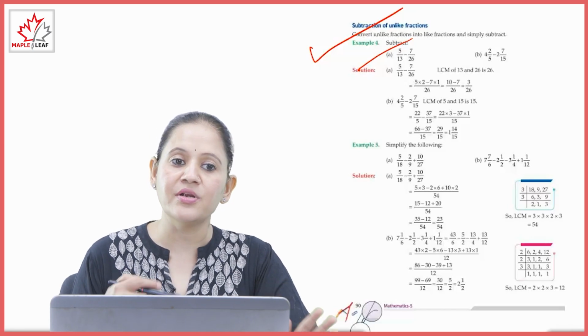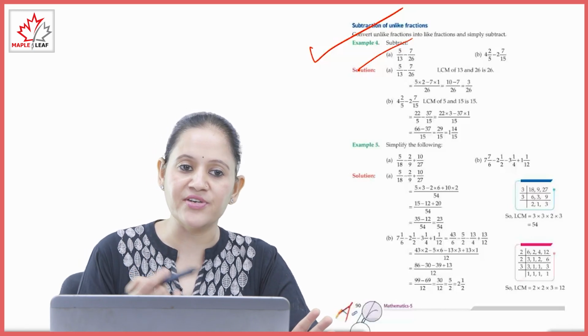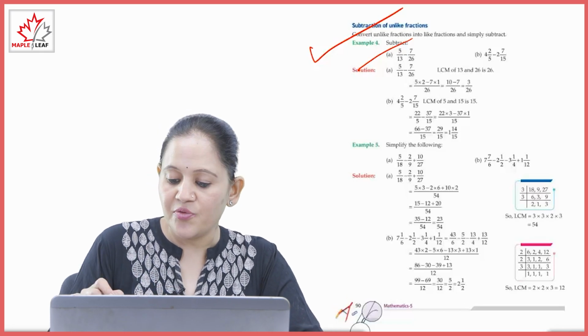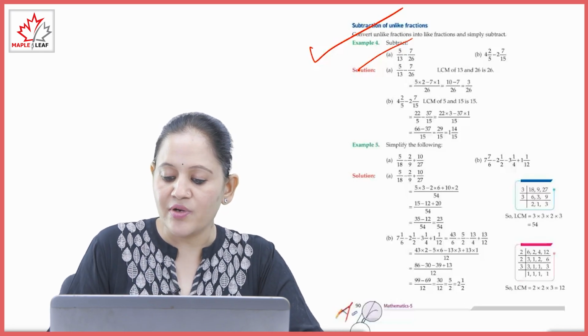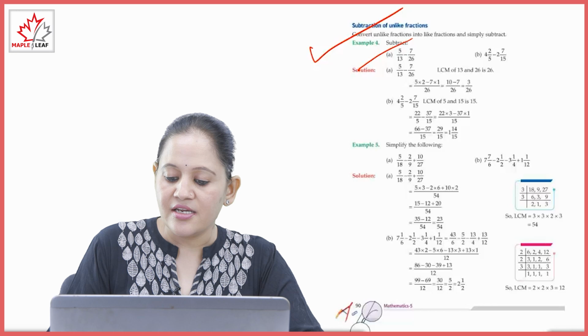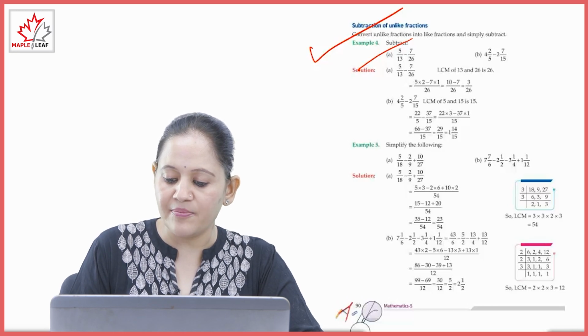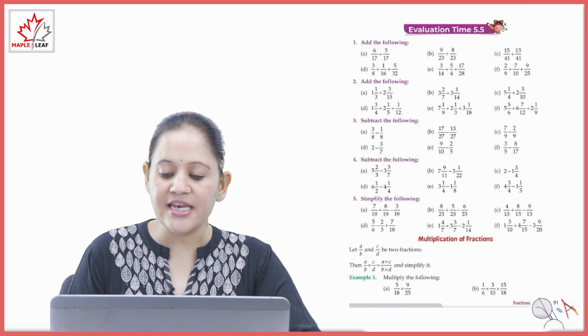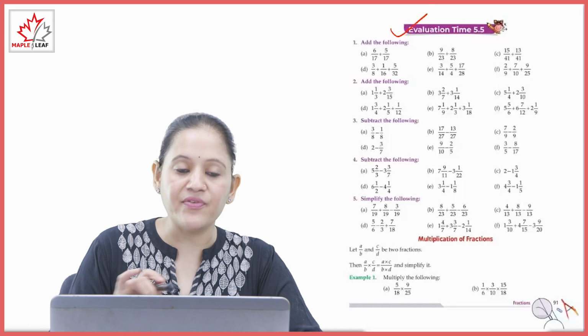Unlike fraction. To convert into like fraction, first we'll take the LCM of 13 and 26. That is 26. Clear? 26 clear? Now 26 divided by 13 that gives you 2. 5 into 2 minus 7 into 1. So 5 into 2 10 minus 7 upon 26. 3 upon 26. ये आंसर आ जाएगा. So practice all the examples. Next is evaluation time 5.5.